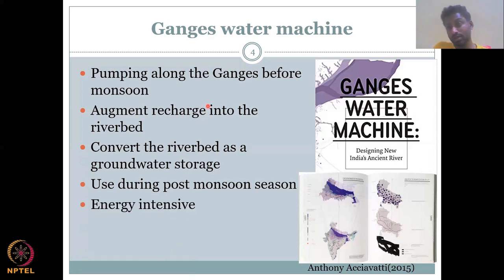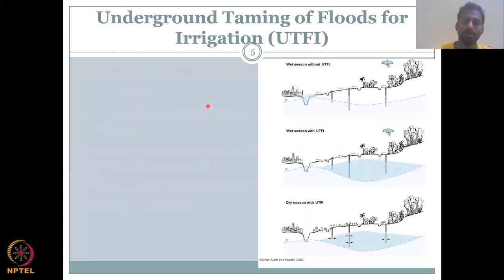However, these are the benefits. Let's look at the practical problems. That is why I'm saying it still needs a lot of testing. The energy consumption is intensive. A lot of energy is needed to take water out of the riverbed, and then where to use it, how to spread the water out, is a concern.